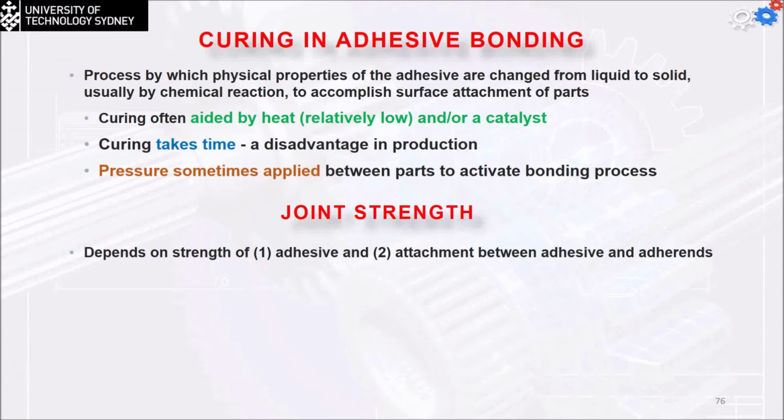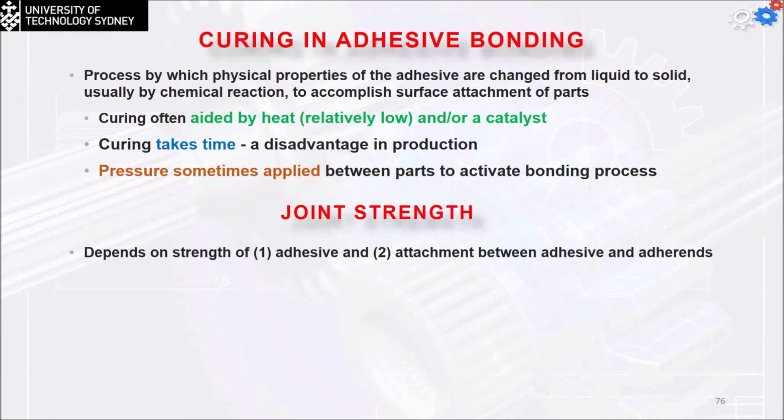Now, the curing time for most glues can be up to 1 week. Usually they will tell you 24 hours. So you have to keep the parts in contact with each other for this time until they cure. Pressure is sometimes applied between the parts to activate the bonding process. The joint strength usually depends on the strength of the adhesive and the attachment between the adhesive and the adherent.